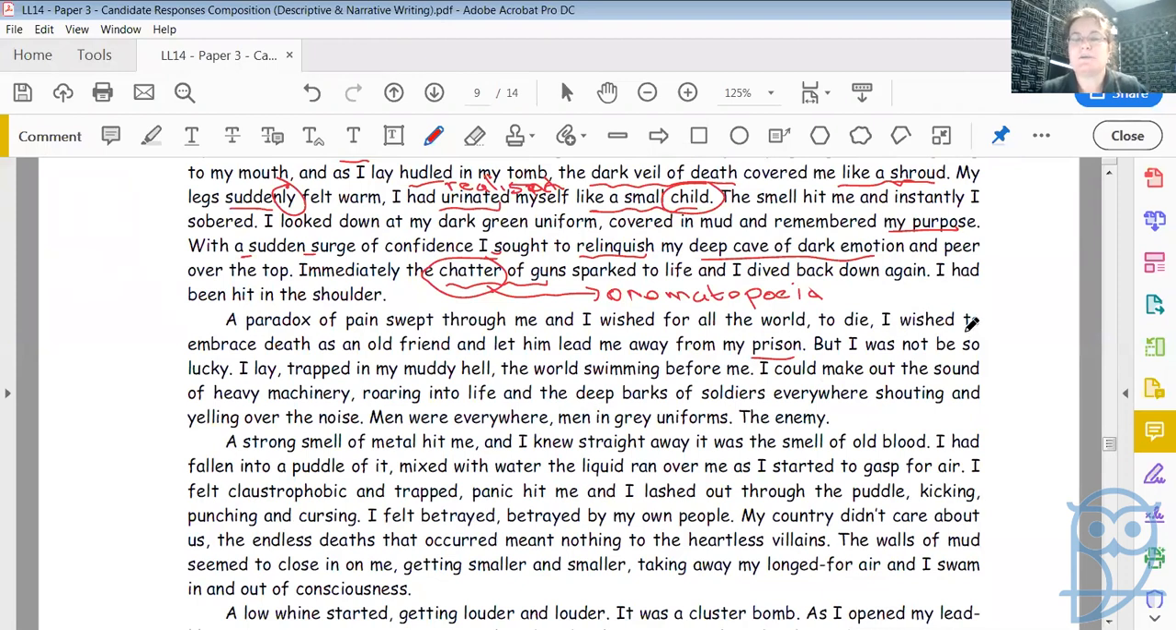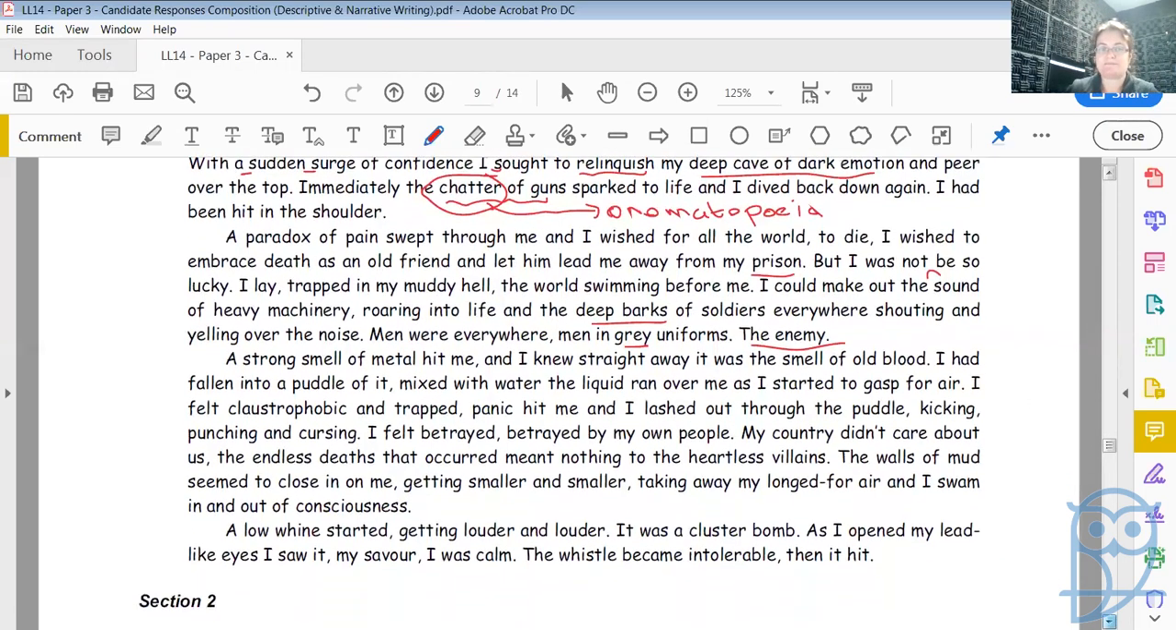But I was not so lucky, or I was not to be so lucky." There's a word missing there. "I lay trapped in my muddy hell, the world swimming before me. I could make out the sound of heavy machinery roaring into life, and the deep barks of soldiers everywhere, shouting and yelling over the noise. Men were everywhere. Men in gray uniforms. The enemy." Short, sharp sentence, showing him that they're being overwhelmed by the enemy.